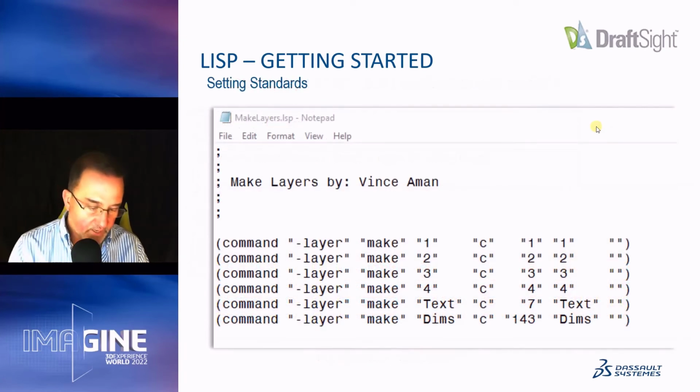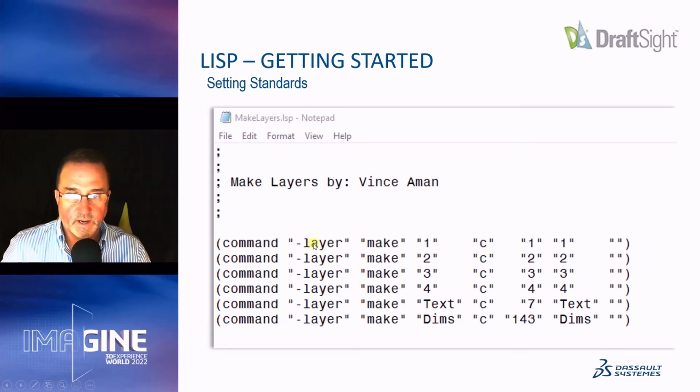I talked about making layers earlier, and so if you look at this example, I'm simply making a Notepad text file called makelayers.lsp, and I then put in my command, which is -layer. We use minus so it doesn't bring up the dialog box. We're going to make a layer. The layer is going to be layer 1. The color is going to be 1.